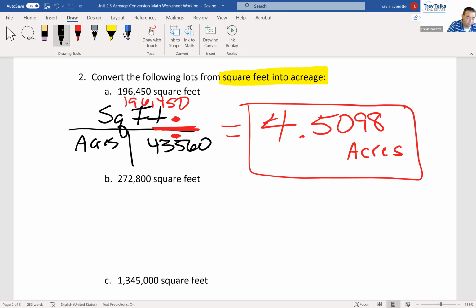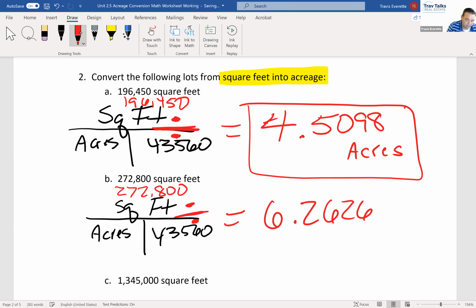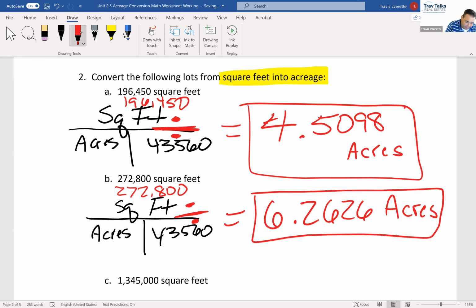Okay. So now, same formula, square footage on top, acres on the bottom, 43,560 also on the bottom. And they give us square footage this time of 272,800. We have two numbers. They are top and bottom as far as the relationship goes. So that means division. Top number goes in my calculator first: 272,800 divided by 43,560 equals 6.2626 acres. And the good thing is, folks, your formula tells you what to label it as well. The one you're calculating is acres, so that's the label you stick behind it.